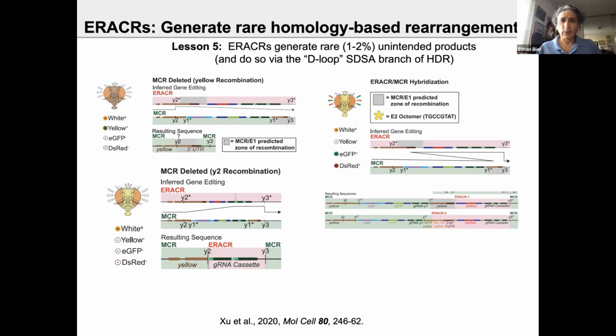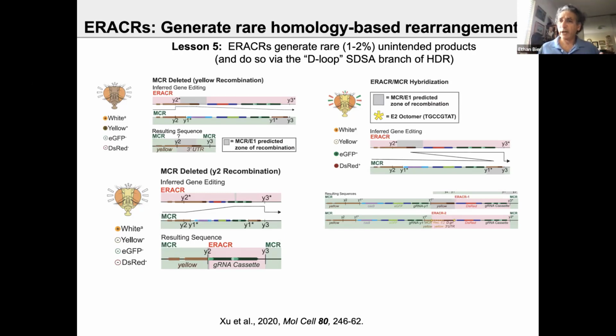And so the take-home message here is that these illegitimate recombination events proceed in the same way that copying does, by the D-loop SDSA branch of homology-directed repair. So the repair mechanism is the same. It's just that you get sort of template skipping, where a region of homology pairs up with a small region of homology someplace else, and it can be on the order of 10 bases or less, even that can mediate that.